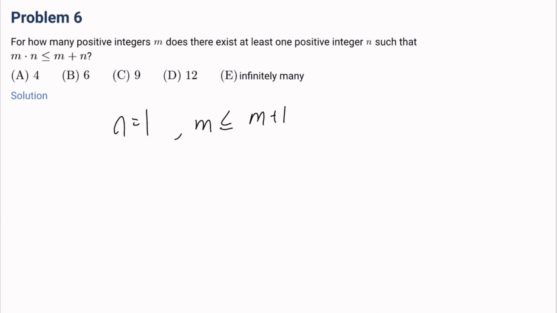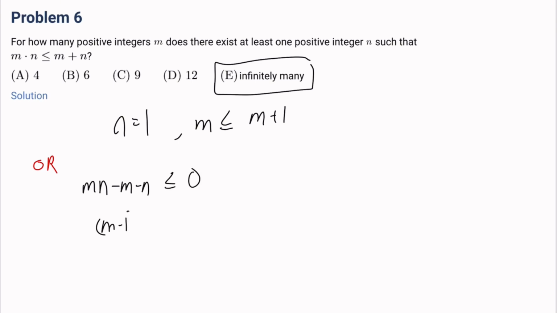For whatever m is, that's always going to be true. And so you could get the answer E right away. Or if you don't see that, you could move this to the other side, and so have mn minus m minus n is less than or equal to 0. So (m minus 1) times (n minus 1) is less than or equal to 1.